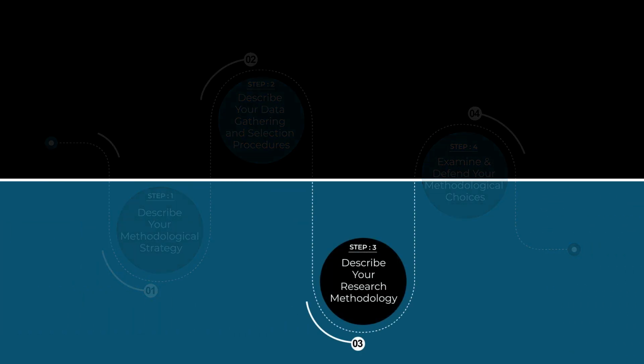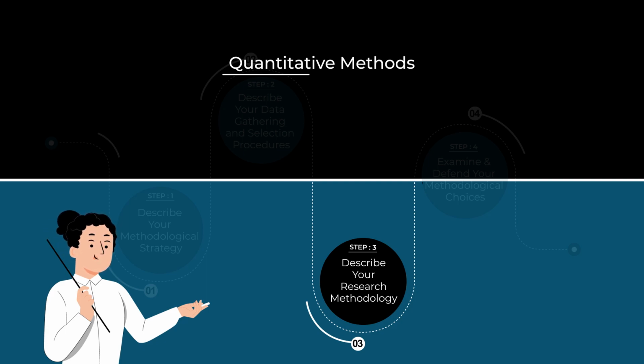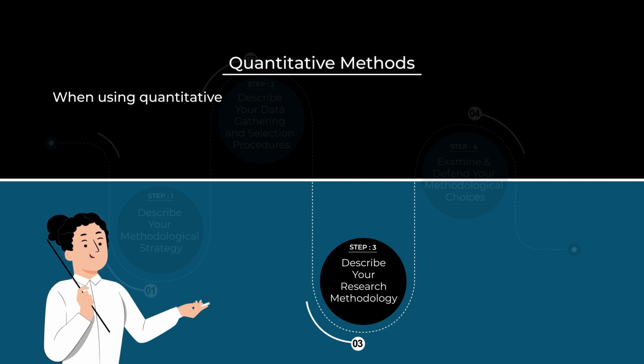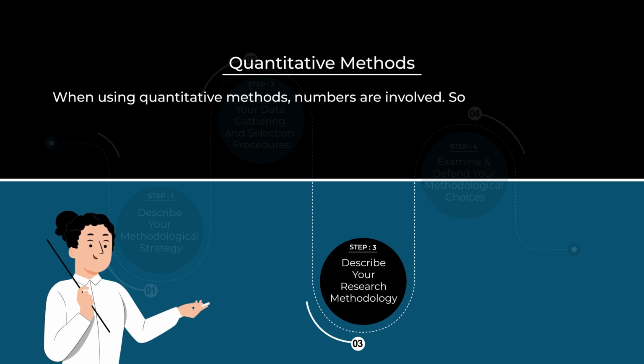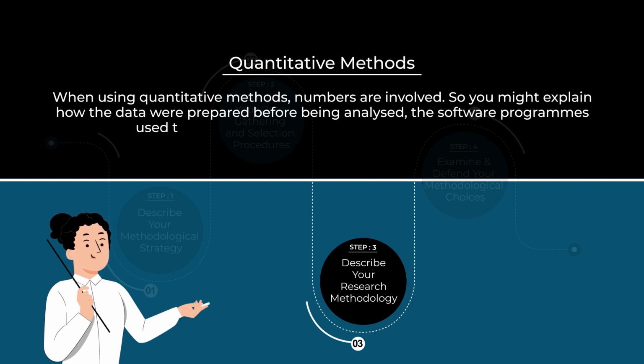You should explain how you handled and analyzed the data in this step. Avoid getting too specific here, and hold off on presenting or discussing your findings. When using quantitative methods, numbers are involved. So you might explain how the data were prepared before being analyzed, the software programs used to do so, and the statistical techniques employed.